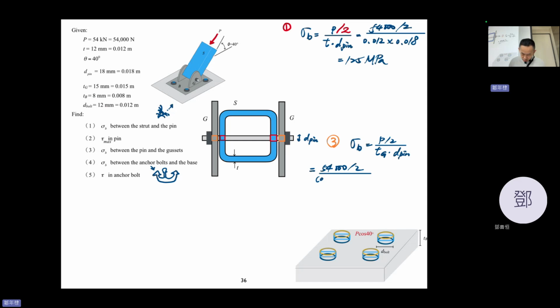Right, 0.015 times 0.018 equals 100 megapascal.